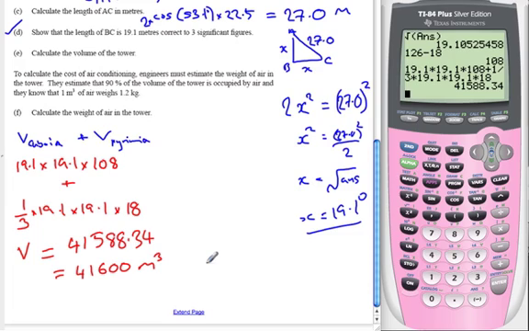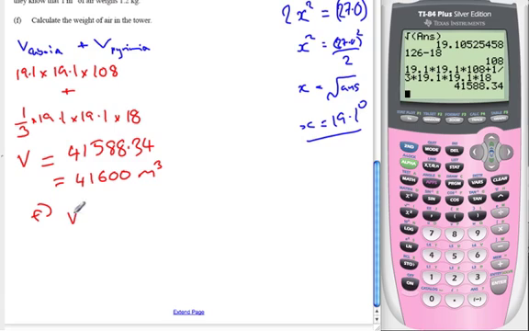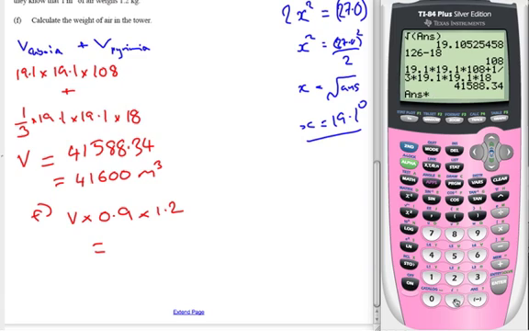Okay, right. Finally, we need the weight of the tower, given that 90% of that volume is air, and 1 cubic meter of air weighs 1.2 kilograms. So all I need to do is, let's just come down here. Okay, so here's part F. I need to do my volume times 0.9 to get 90% of my volume, and then I need to times that by 1.2 to get the weight in kilograms. So I'm going to keep my answer there, to keep it more accurate, times 0.9 and then times 1.2.